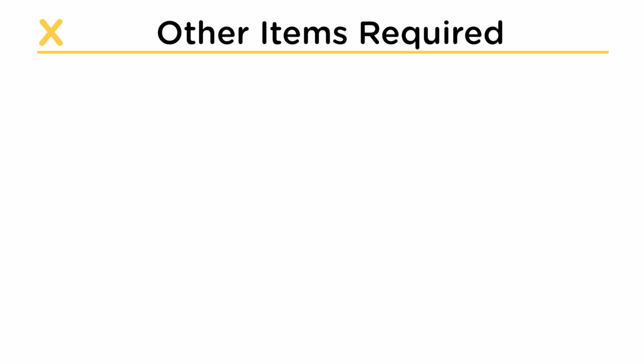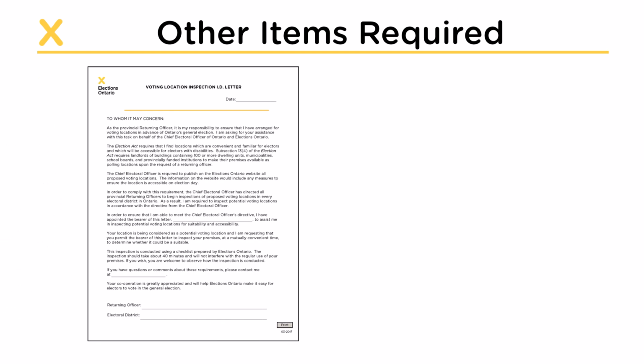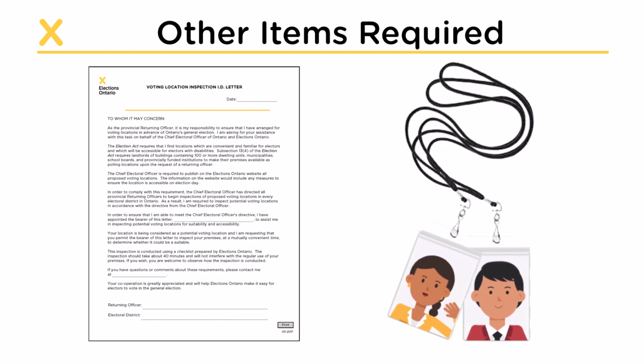Before inspecting a location, you will also receive a voting location inspection letter, and an Elections Ontario ID badge and holder. When you enter the location, present the letter to the receptionist, landlord, or site contact.